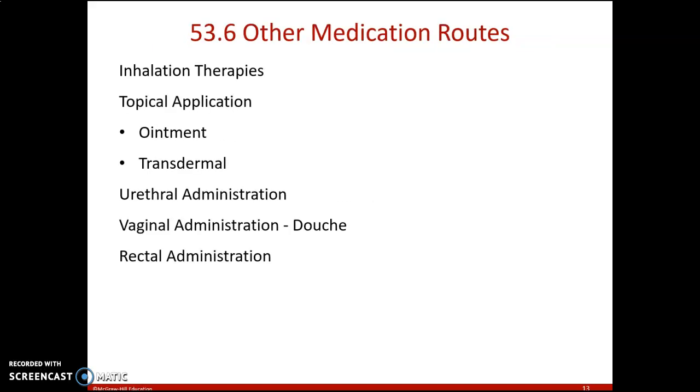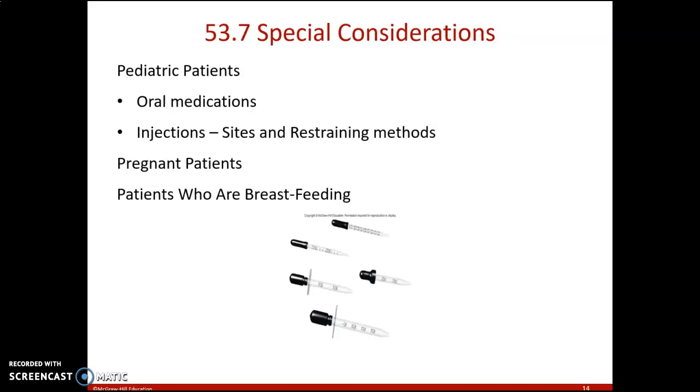As far as other medication routes are concerned, you might have inhalation therapies, topical applications such as ointments or transdermal patches, urethral administrations, vaginal administrations, or rectal administrations. Pediatric patients almost always take oral medications or possibly intramuscular medications. It is rare that we set up an IV line on a pediatric patient unless we absolutely have to.